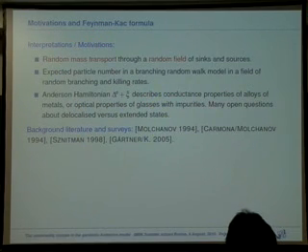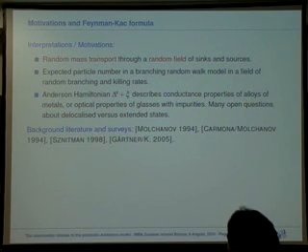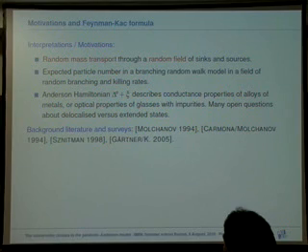You can also give an interpretation of the solution as the expected particle number in a branching random walk model in a field of random branching and killing rates. So you have now a branching and migration model where you start with one particle at the origin at time 0. This runs like simple random walk, and it runs through a field of branching and of killing rates.